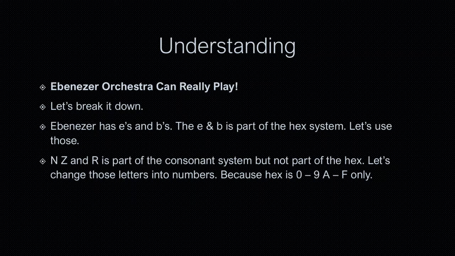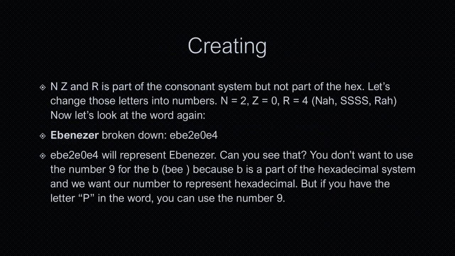We have an N, a Z, and an R. All of that's part of the consonant system that I taught you, but not part of the hexadecimal. So let's change those letters into numbers, because hexadecimal is 0 to 9 and A to F only. Now, the N, Z, and R is part of the consonant system, but not part of the hex. So let's change those letters into numbers. N is 2, Z is 0, and R is 4.